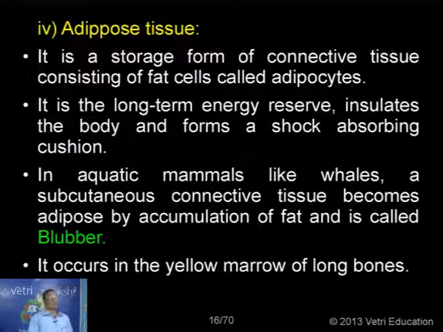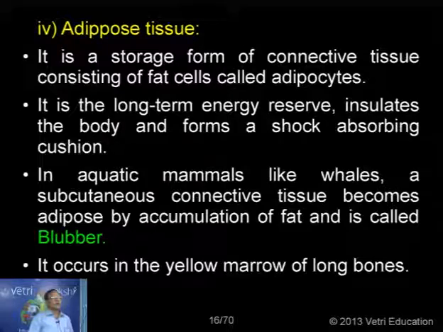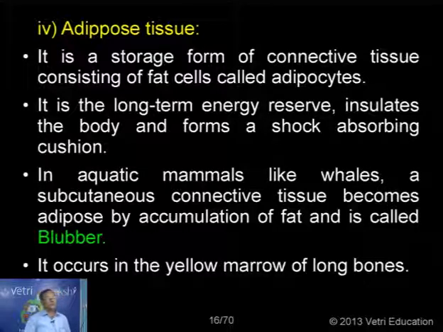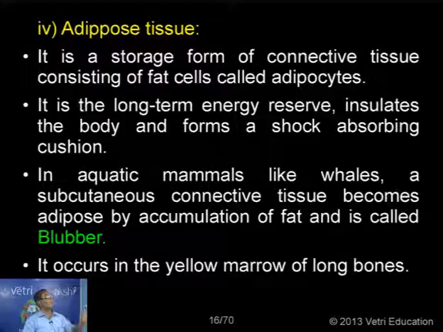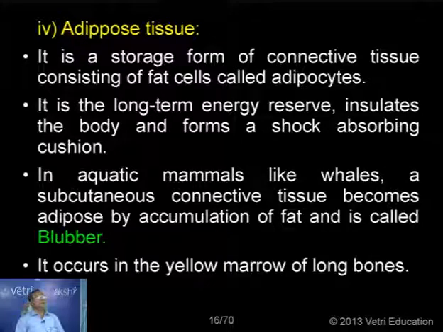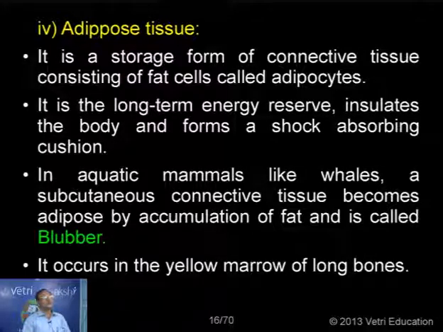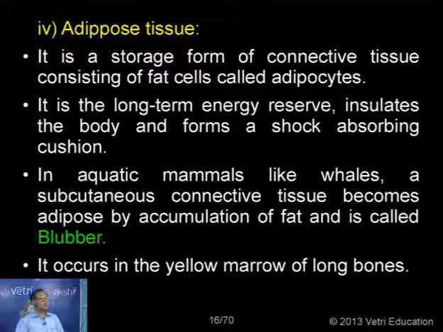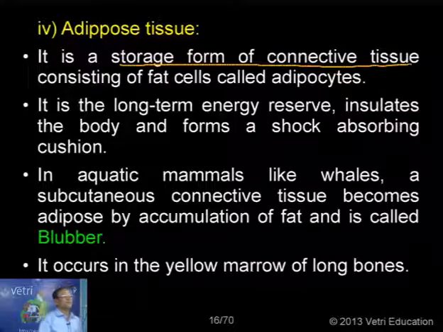Now the fourth type, the last type, adipose tissue. So number one, you have loose connective tissue, and in this category we have studied number one, number two, number three. Now the fourth one, adipose connective tissue. As the name implies, whenever you use the word adipose, that refers to fat. When a cell stores fat, it is concerned mainly with storage. That is why it is called a storage form of connective tissue, as it stores fat.